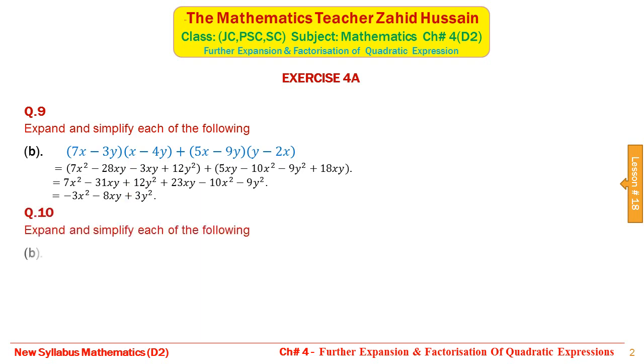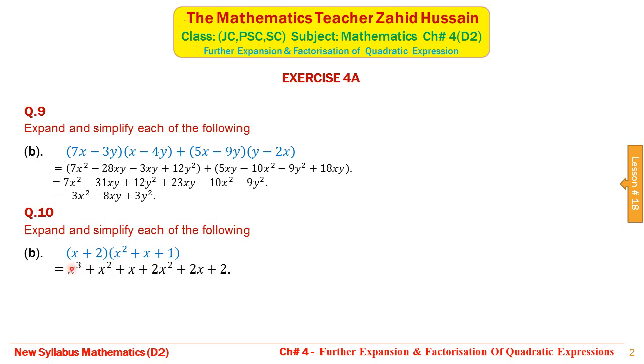Now question number 10. Expand and simplify again. There are two brackets in this part. We will expand or remove the brackets by using this rule. That is, we will multiply x with x square, x and 1, and then we will multiply 2 with x square, x and 2. This is x cube plus x square plus x plus 2x square plus 2x plus 2.